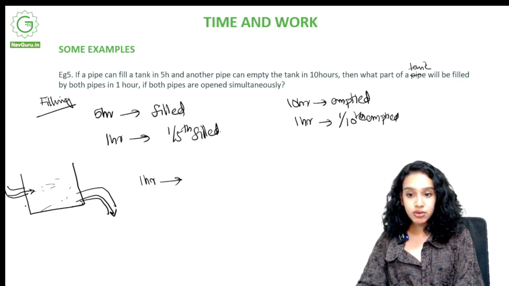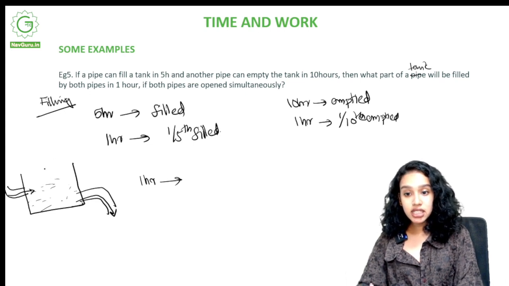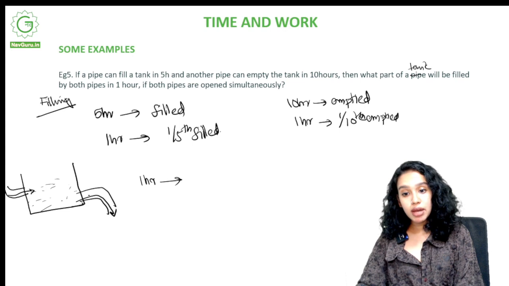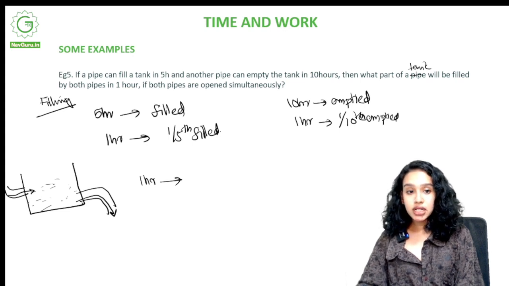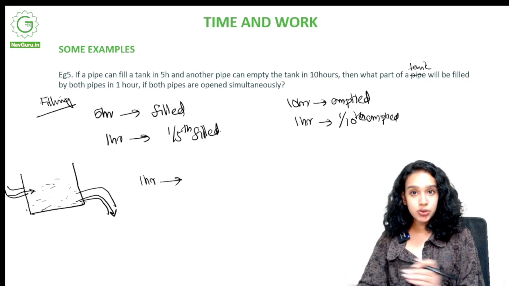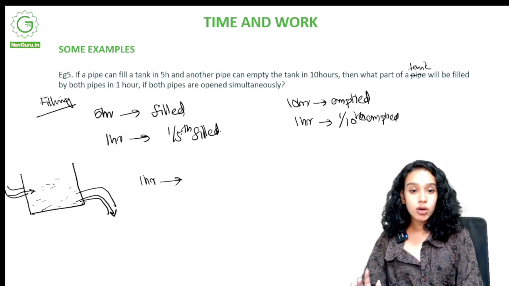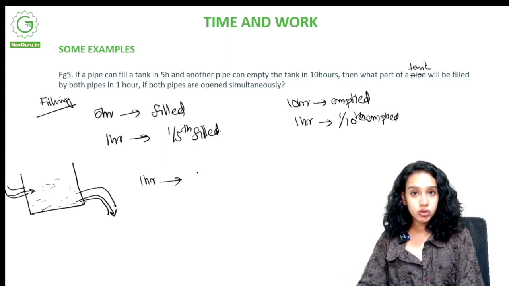So it is saying that it takes 5 hours to fill this whole tank. So in 1 hour, 1/5 of this would be filled. And it would take 10 hours to empty this whole thing, but in 1 hour, 1/10th of it should be emptied. So this would happen simultaneously. So how do we find out how much water would remain in the tank in 1 hour? We just subtract 1/5 minus 1/10.